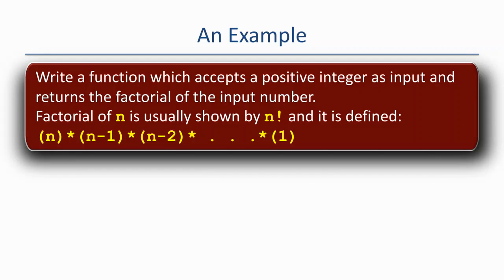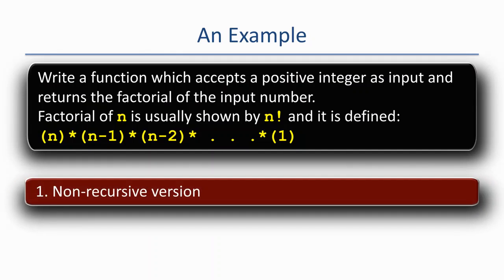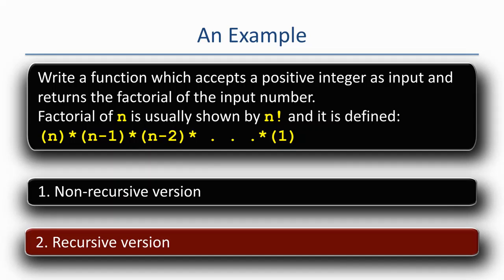Let's consider that you want to write a function which accepts a positive integer as input and returns the factorial of the input number. Just in case you don't know it, the factorial of n is usually shown by n with the exclamation point after it, and it is defined as n times n minus 1 times n minus 2 until you get to 1. For example, factorial of 3 is equal to 6 because it is equal to 3 times 2 times 1. I'm going to write two different versions of this problem. The first version is a non-recursive version, and the second version is a recursive version.